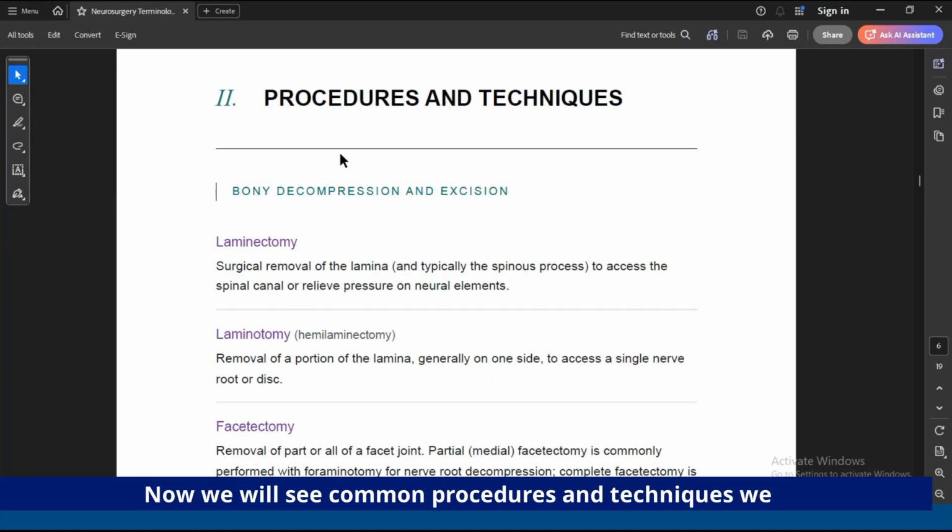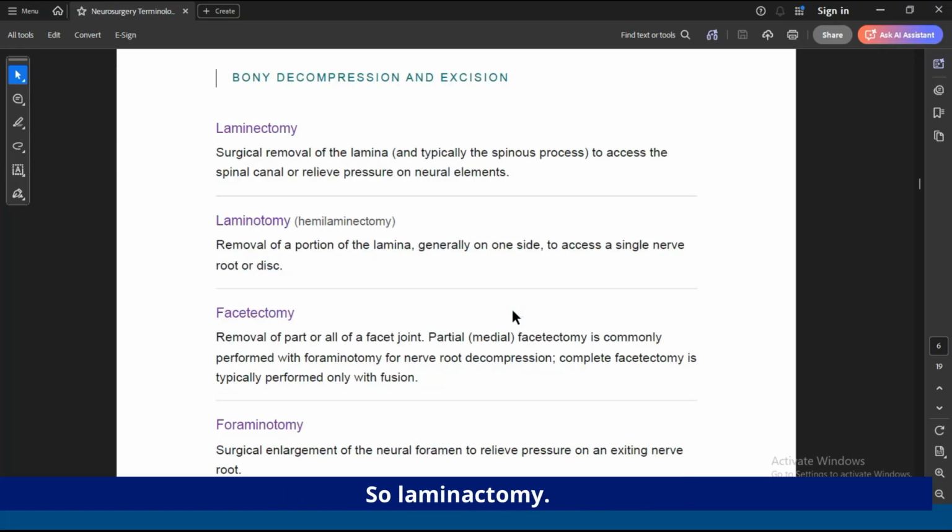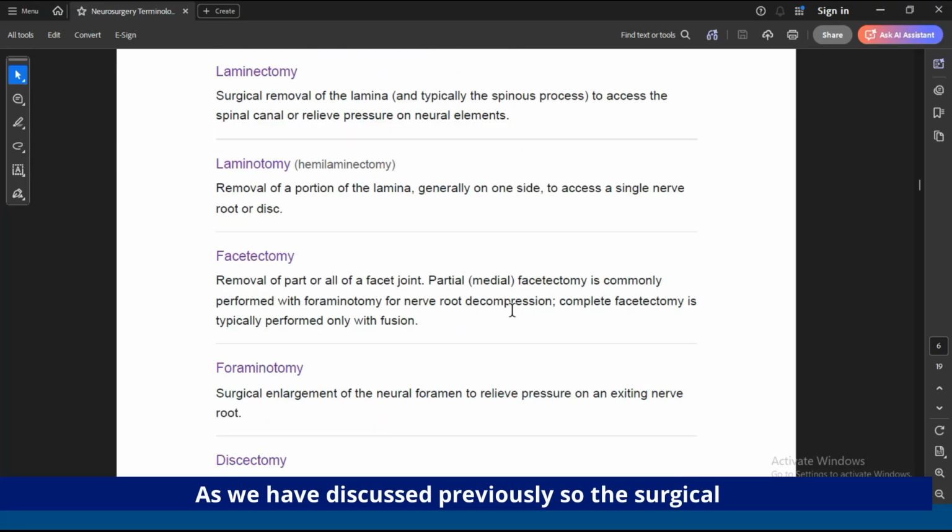Now we will see common procedures and techniques we will encounter in the neurosurgery coding. So laminectomy, as we have discussed previously, so the surgical removal of lamina to access the spinal canal or relieve pressure on neural elements. Most of the time you will see laminectomy during the decompression procedures, where physician will remove this lamina in order to reduce pressure on the neural element.